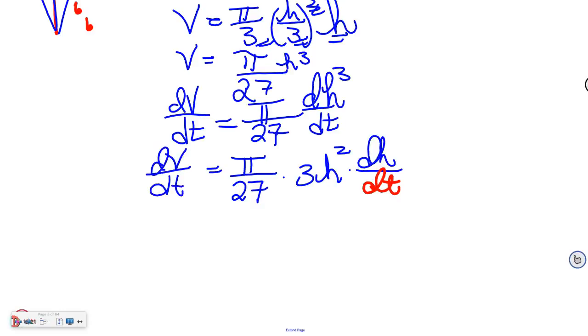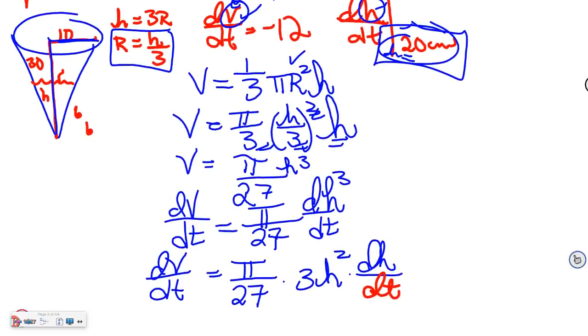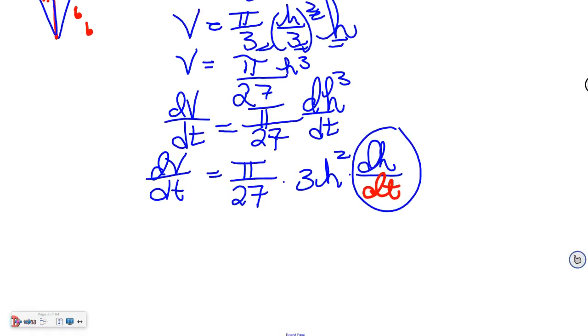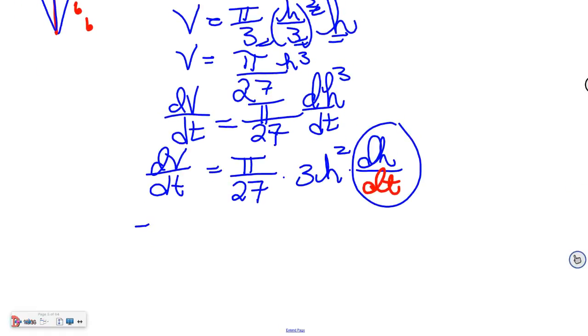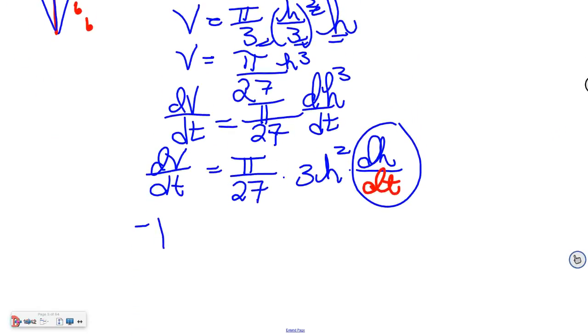Now stop, take your screenshot. What's happening at your screenshot? The height is 20. I'm looking for dh/dt, and they gave me dV/dt. So I'm going to replace what they gave me. They told me negative, was it negative 12? I feel like it was. Yep, dV/dt was negative 12. Remember, it was negative because it was leaking. If you forgot that, I took a point off.